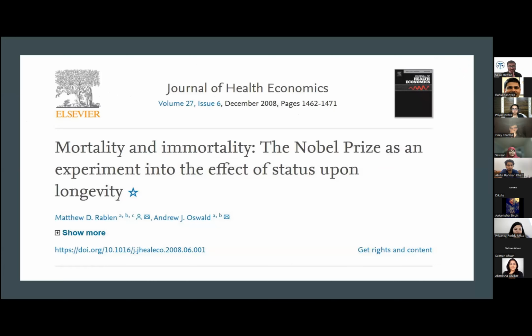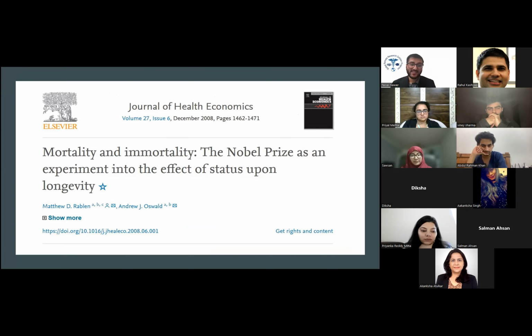And research is never limited to a very medical or a scientific field. It could be relevant to any topic. And this was a very interesting paper, which was in the Journal of Health Economics, which was looking at mortality and immortality in people who win Nobel Prizes. And even though none of us have won a Nobel Prize yet, this paper showed that people who do win a Nobel Prize actually live longer than others by a couple of years.